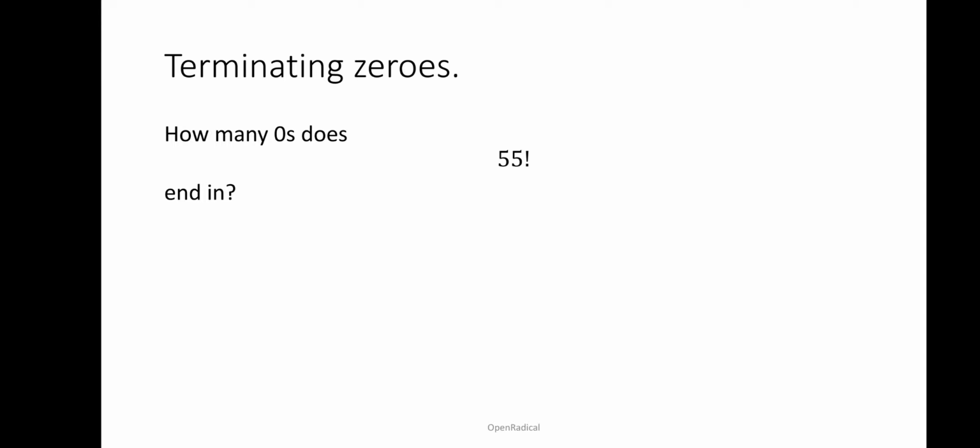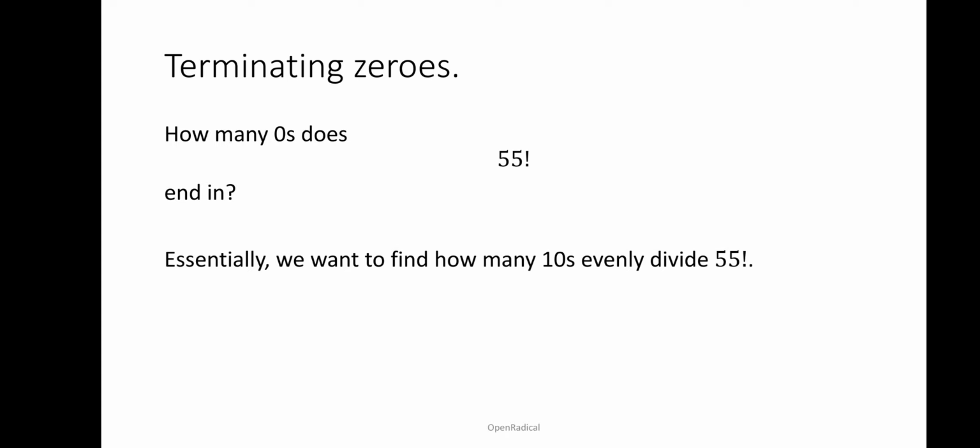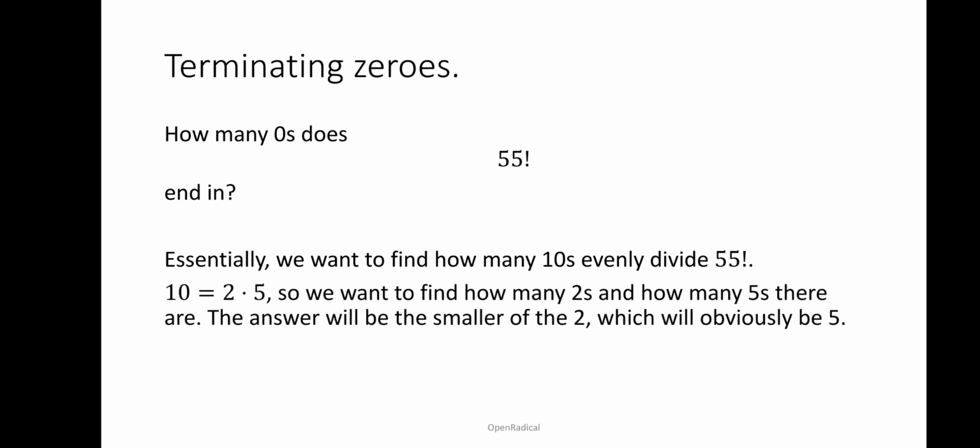Let's do another type of factorial problem that's commonly seen in problem solving. How many zeros does 55 factorial end in? Well, we can't multiply out 55 factorial, that would take forever. So let's do another approach. Essentially, we want to find how many 10s evenly divide 55 factorial. Well, what is 10? 10 is 2 times 5. So essentially, we want to find how many 2s and 5s go into 55 factorial. The answer will be the smaller of the two, so we're essentially looking for how many 5s divide 55 factorial. I say essentially a lot, sorry.